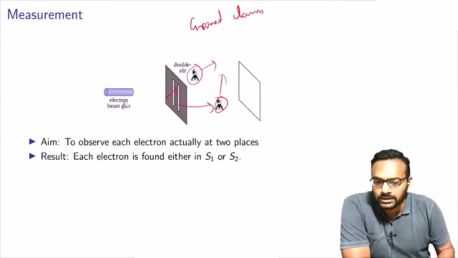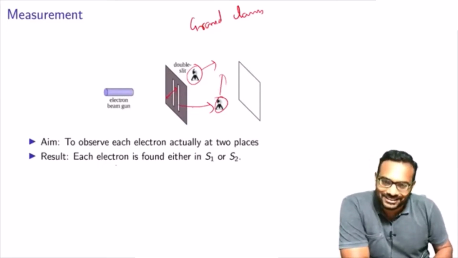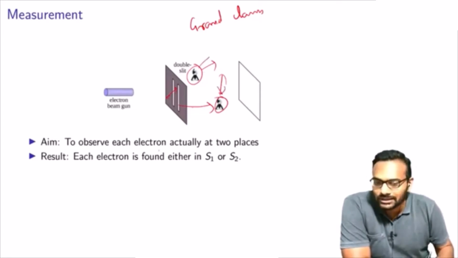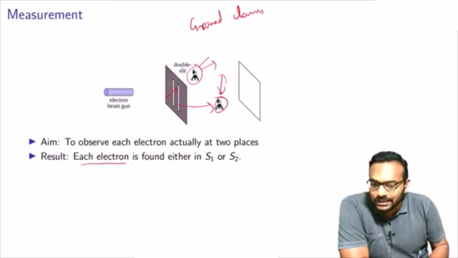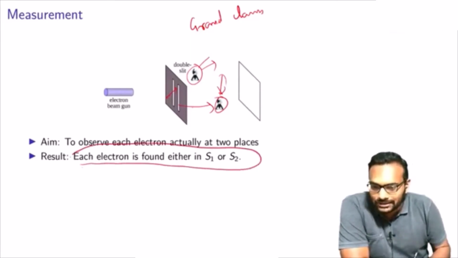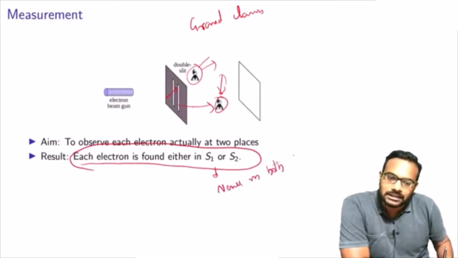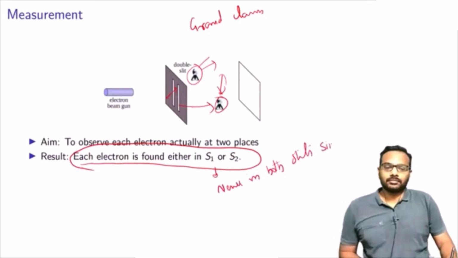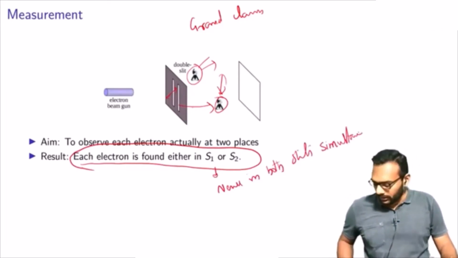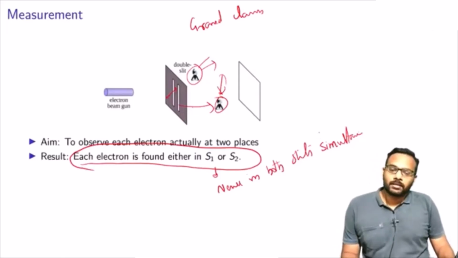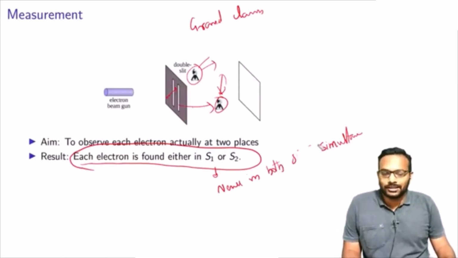So our aim is to observe the electron at two places. But then the result is interesting. We see the electron either in this camera or in this camera. It's never registered in both cameras. So the result is that each electron is always found either in slit 1 or in slit 2, never in both slits simultaneously. This is the result. Now this is another problem that we have. It's even more problematic than the principle of superposition. Never in both slits.